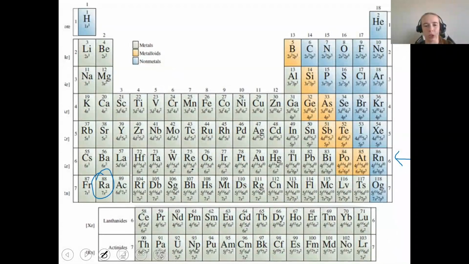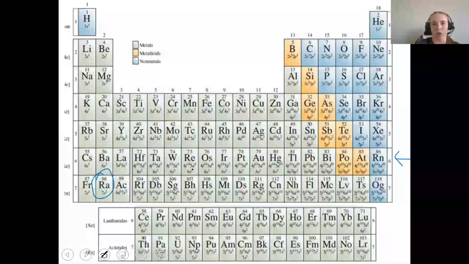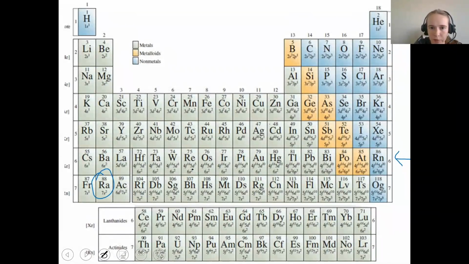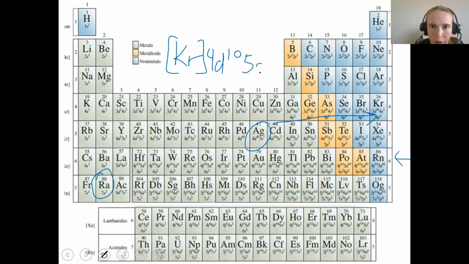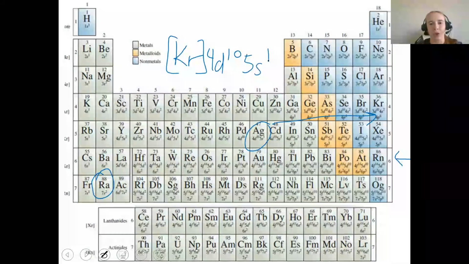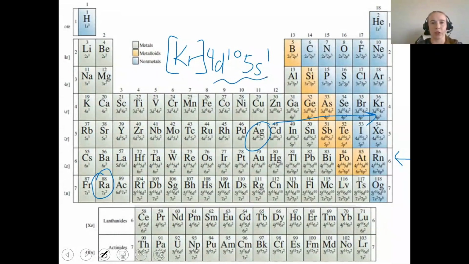Okay, cool. And then this periodic table here, this figure from your textbook, shows the valence electron configuration of all the elements in the periodic table. So if we wanted to look at silver, for example, silver's electron configuration would be written as krypton, because we look at the previous noble gas, which is krypton, and then 4d10, 5s1. So this is the valence electron configuration, 4d10, 5s1.